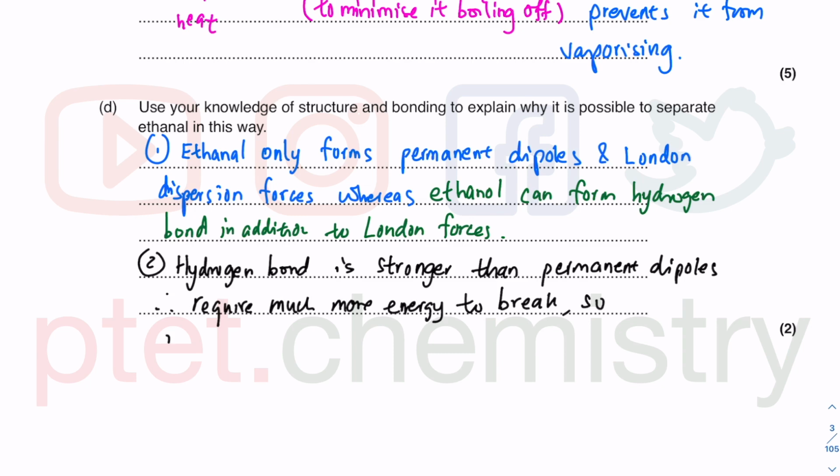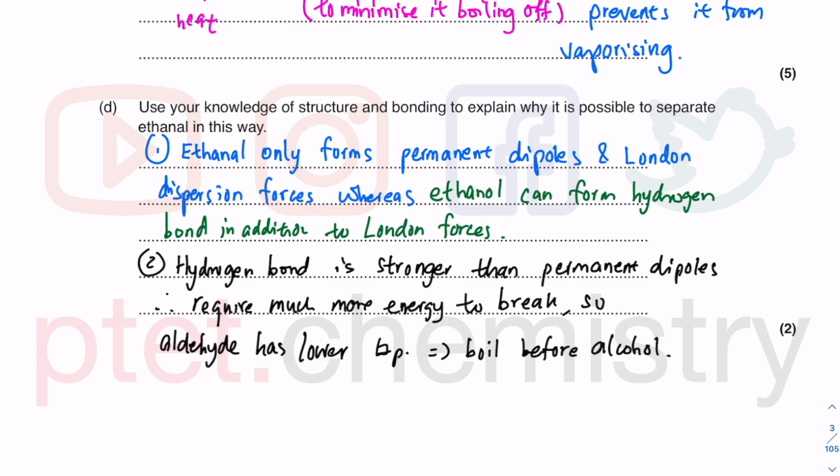So the aldehyde has a lower boiling point, and if the aldehyde has a lower boiling point, it will boil before the alcohol, and therefore you would collect the aldehyde before you collect the alcohol there. Okay, so hopefully that makes sense then.